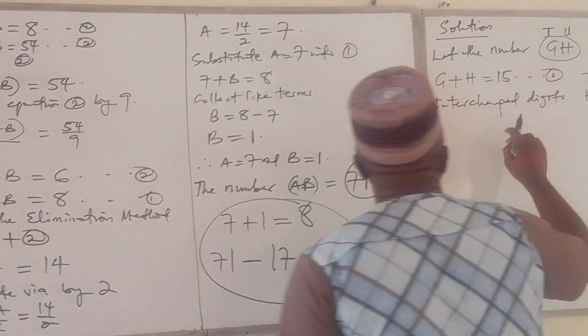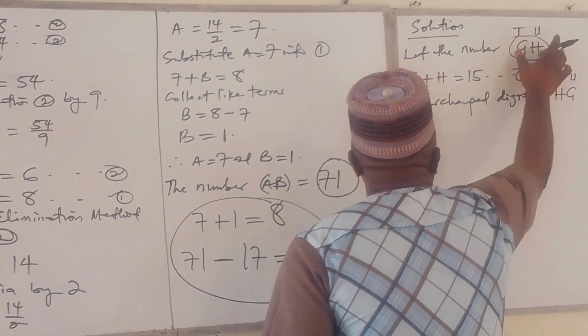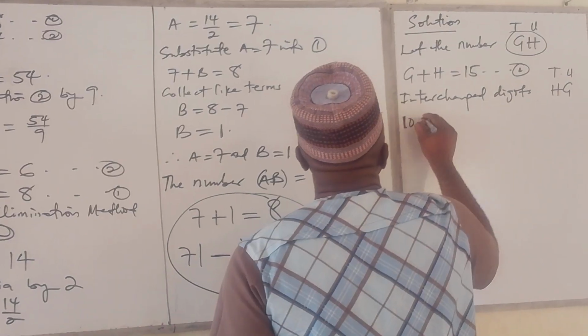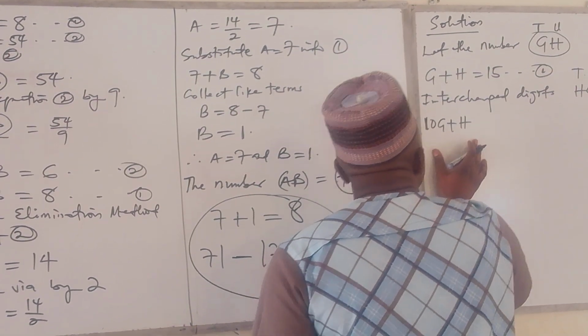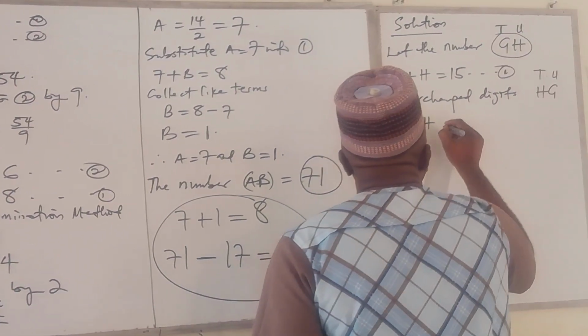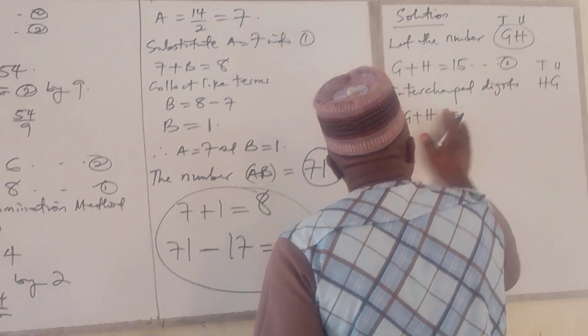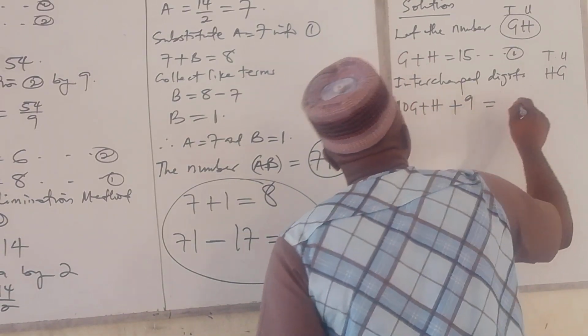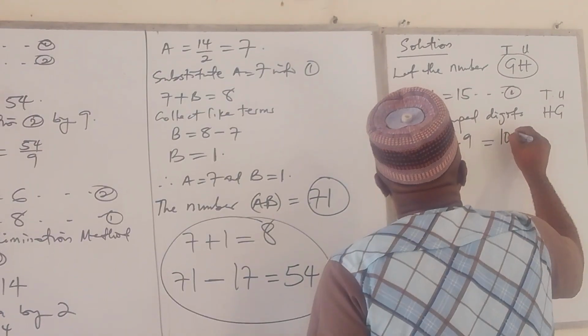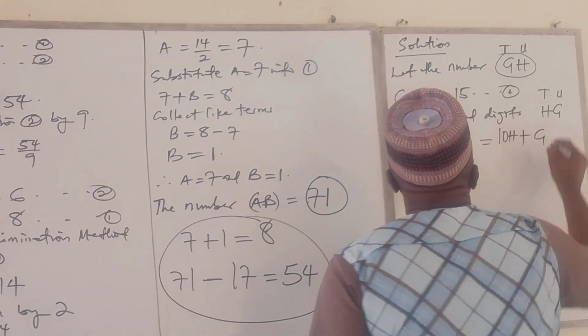Remember the number is GH, and it is increased by 9. So what we're trying to say here is that this number is 10G plus H. This is the number. So when you interchange it and add 9 to this number, it actually gives you the new number, which is 10H plus G.